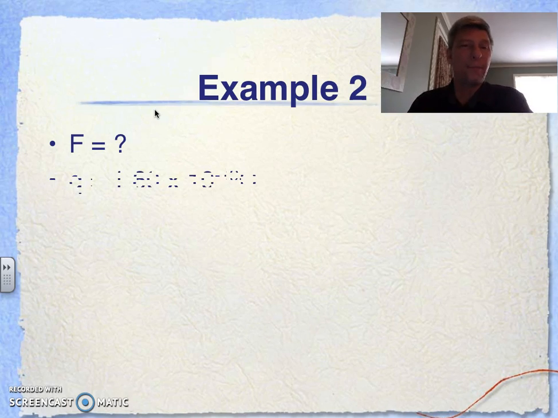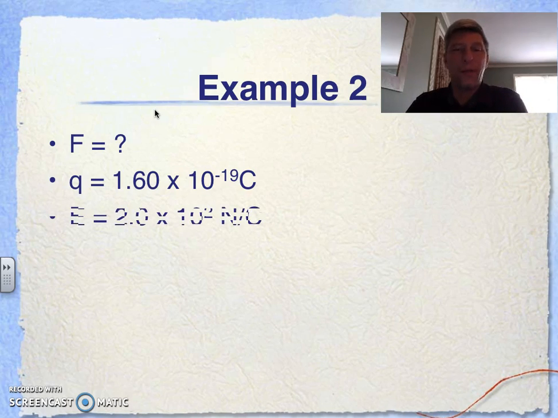All right, secondly, we know that the charge is the charge that you find on an electron. Now, I actually just realized I made a mistake when I typed this up this morning. Q should be negative 1.60 times 10 to the negative 19th coulombs. The electric field intensity, E, is 2.20 times 10 to the 2nd newtons per coulomb.